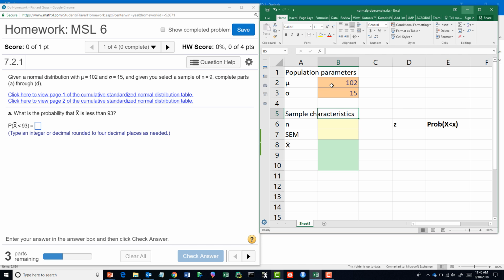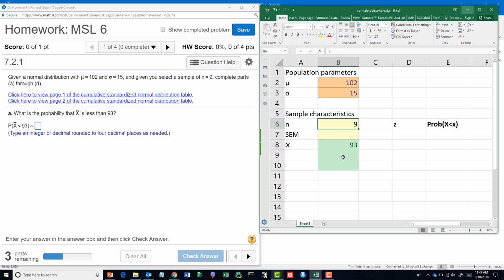And these are distinct from the sample. So these are the sample characteristics down here. So I'm going to write down that we took 9. And then we're going to be asked about various sample means, okay? And so, for example, in this first one, it asks us about, what's the probability that the sample mean is less than 93? So I'm just going to write this down. So just a way of organizing some information.